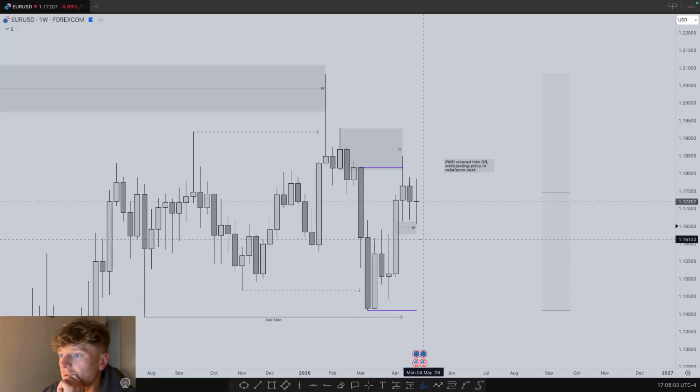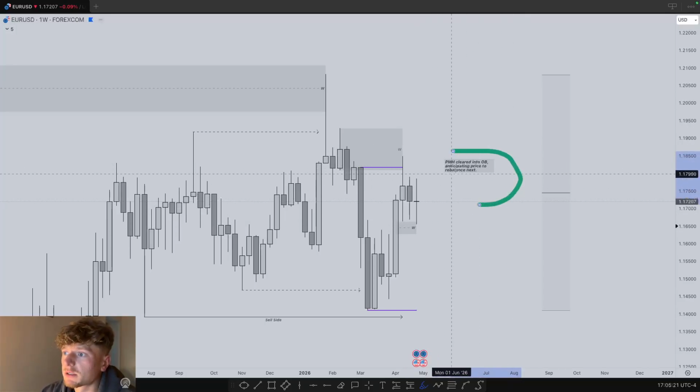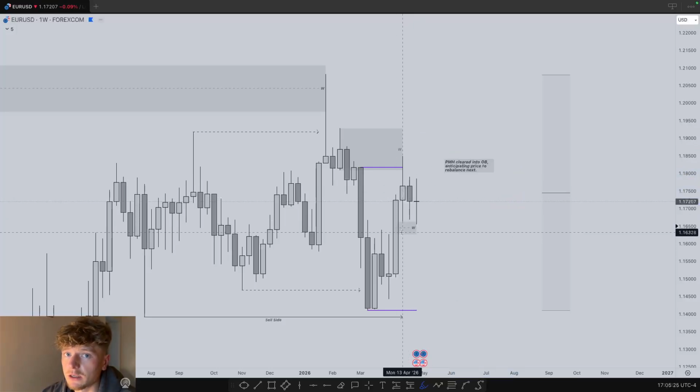So yeah, did take this out, did mitigate this week's fair value gap on Thursday, I believe, the week just gone. But then as we drop down into the intra time frames, you'll see why I still think we'll come lower into this. So previous month high cleared into OB, anticipating price to rebalance next. We have rebalanced, but we've also got a daily fair value gap refined within this, so we could continue lower still.